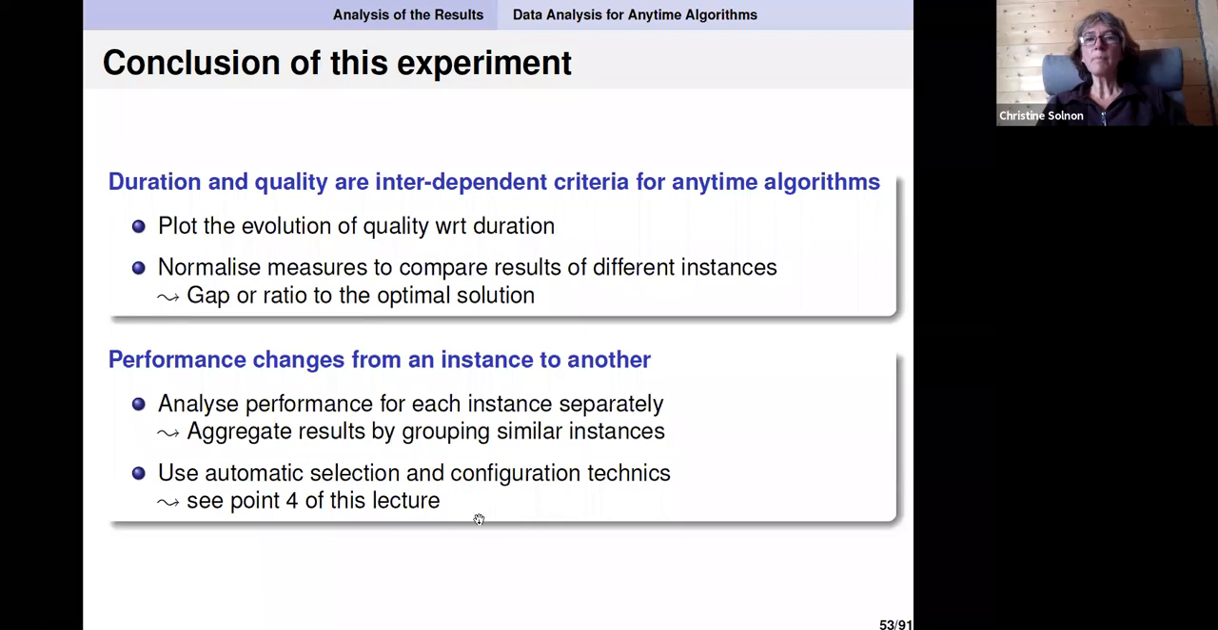And then what we will see in the last part of the talk is that we can always use automatic selection and configuration techniques to find the best parameter setting and the best approach for each group separately and for each instance separately.